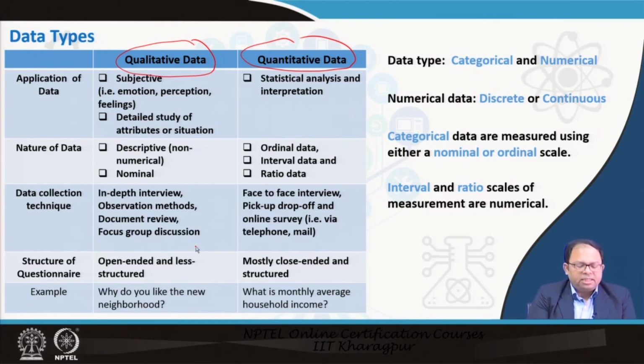And in this case, the questionnaires could be a little bit open-ended and less structured, because people can have a discussion, and the way the discussion is going, the surveyor can ask certain kinds of questions, and he can also lead the way the questions are being asked. So that is why it is a little bit open-ended.